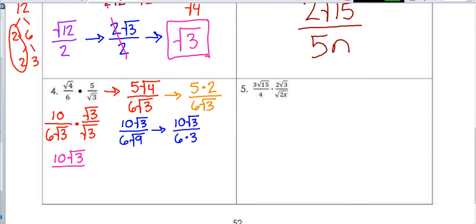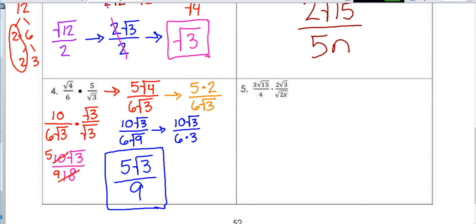So I have 10 square root of 3 over 18. Now I will simplify the top and bottom by 2, so I'm left with 5 and 9. And so my final answer is 5 square roots of 3 over 9. Remember that the 3 and the 9 do not simplify because they are not like terms.